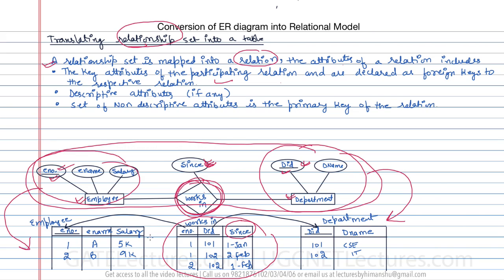In the same way you can convert this entity into a relation, and you can convert this department into a relation. See, I'm using a term called relation, and another term called relationship. Both these terms are different. When I say relationship, it is like works in is a relationship, and when I say relation, it is this table. So relation is a formal term and table is an informal term in the relational model.